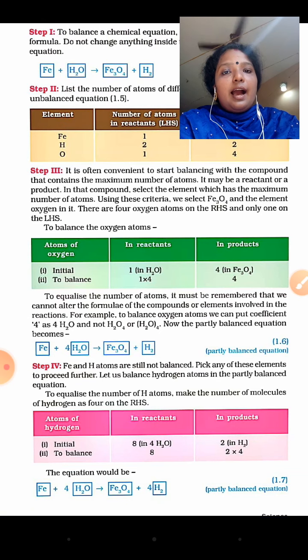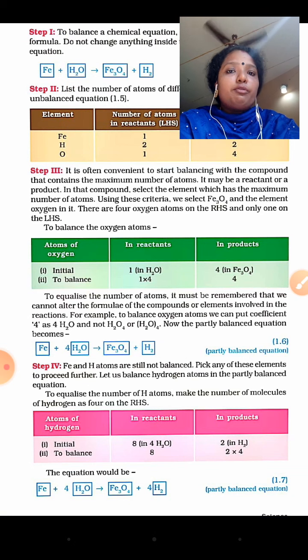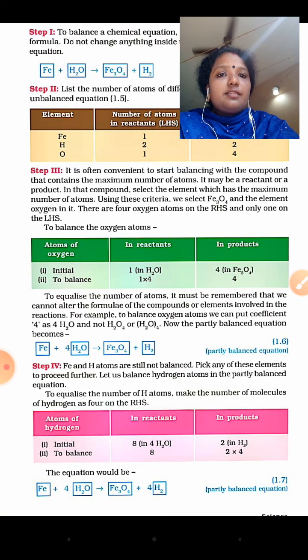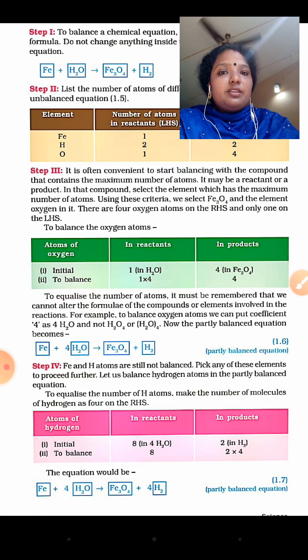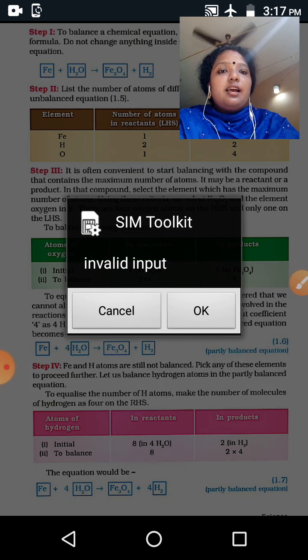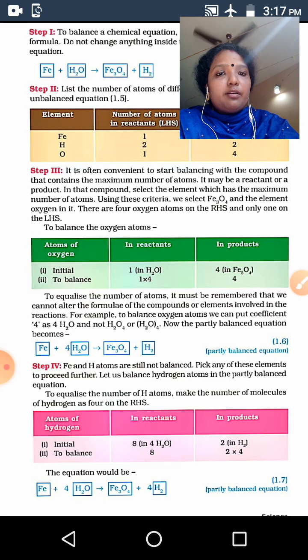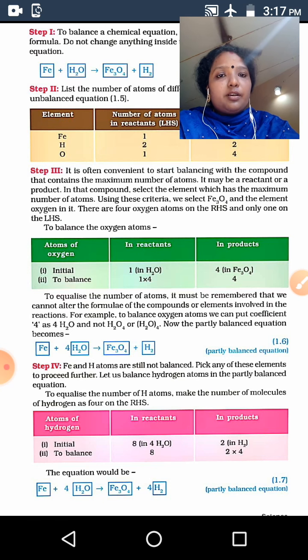Iron plus H2O gives Fe3O4 plus H2. From this equation you have to draw 3 columns. In the first column you have to write element, in the second column you write the number of elements in the reactant side, and in the third column you write the number of elements in the product side.